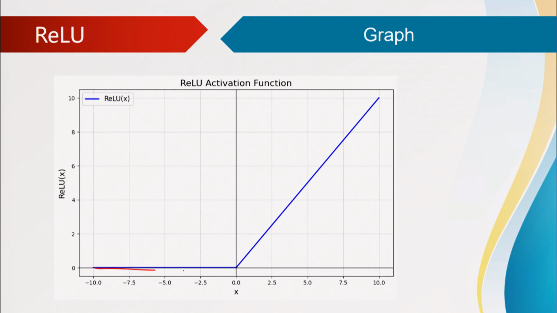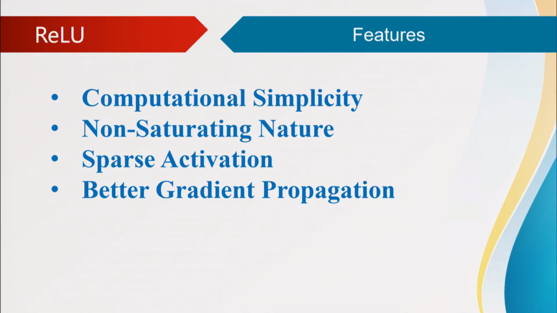Moving on to the graph, this is how ReLU can be represented, as shown in the figure, where the x axis ranges from -10 to 10. The ReLU activation function is applied using Python code, which we will be discussing a little later. Moving on to its features, how far the ReLU function is better than tanh, or what makes the ReLU function useful in neural networks: its computational simplicity, its non-saturating nature, its sparse activation, and better gradient propagation. So, these are the features which make ReLU a popular choice.